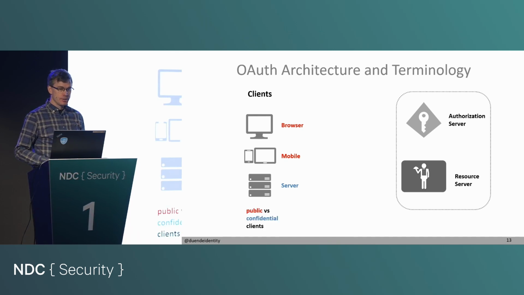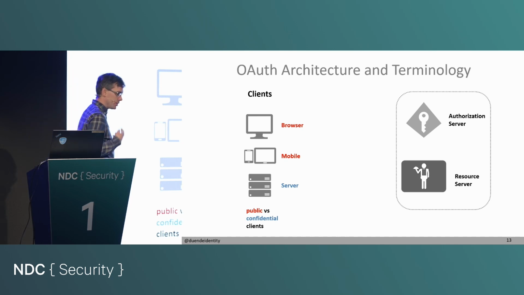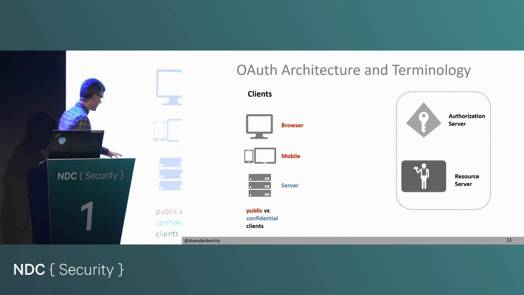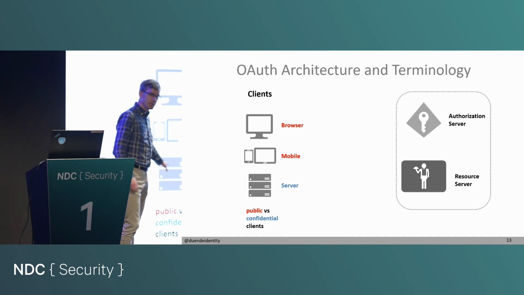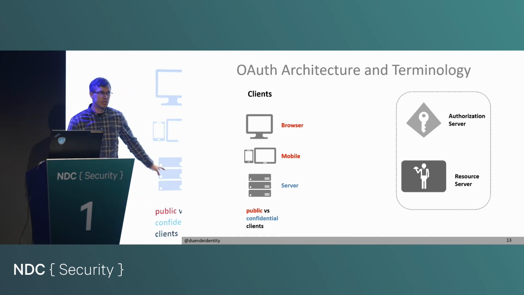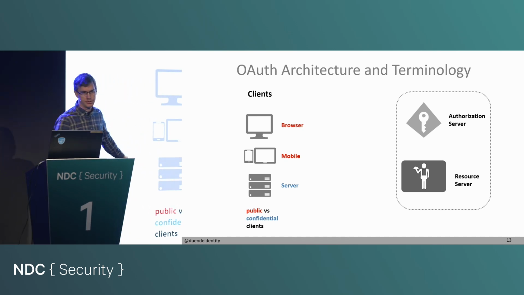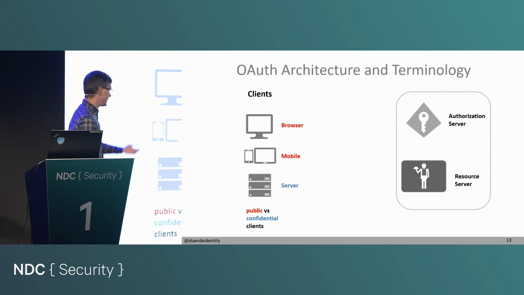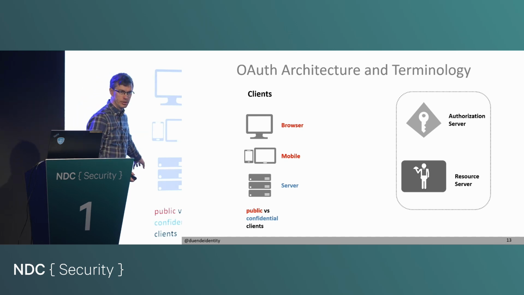We differentiate these between public and confidential clients, and this is a very important security distinction. If we start with the server, if you have something running on a server in your data center under your control, you can keep secrets on that. You can put in a client secret that is a password or a private key for a certificate in the config, and it stays on the server and is secure.